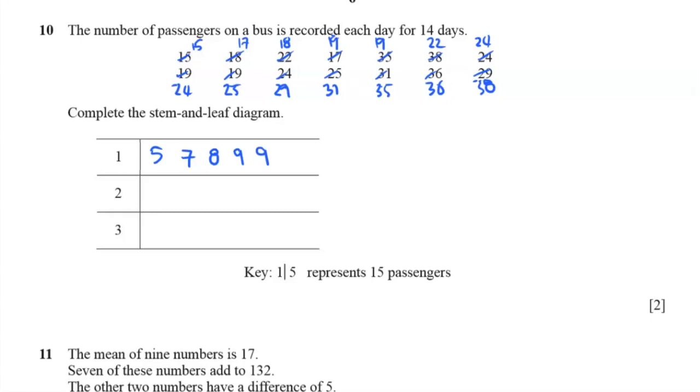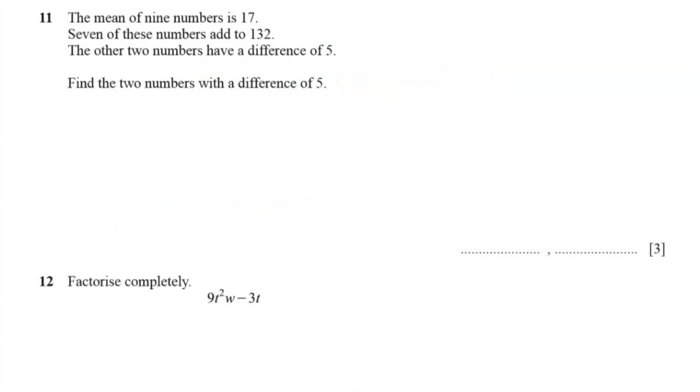We look at the 20s and we've got 22. So that's going to be 2 and 2. 24, we'll have a 4. And these numbers should definitely line up with the ones above them. There's a 25 and a 29. And then there's the 30s, 31, 35, 36, and 38. And we're finished.